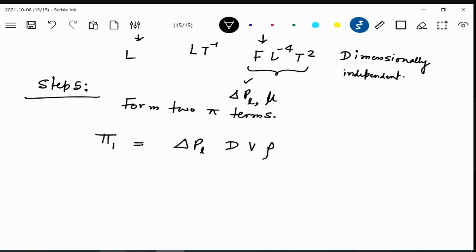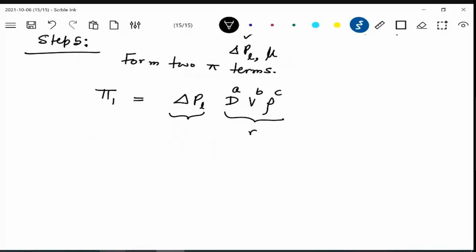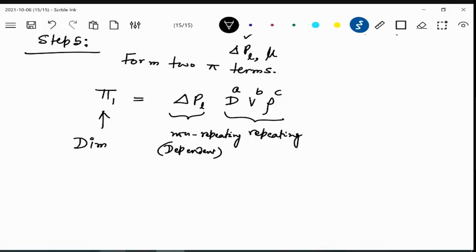and then taking the repeating variables d, V, rho, raised to some powers. So these are repeating and this is non-repeating. In this case, the non-repeating variable is basically the dependent variable. Now this pi, I know, is dimensionless.